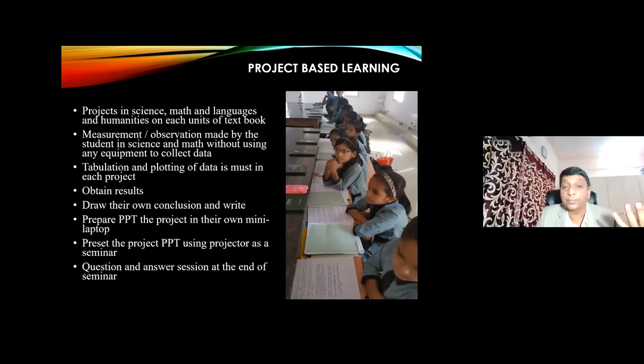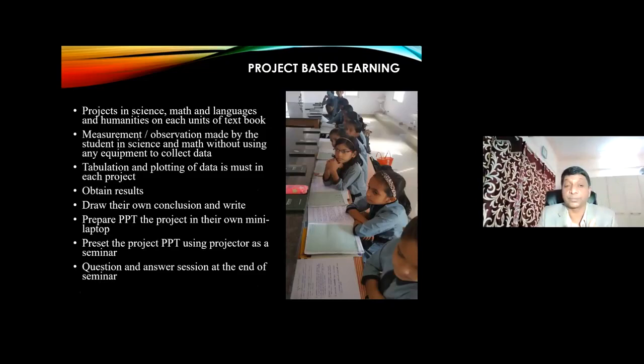Similarly, students should be given project-based learning. This is also an integral part of our school, where students are given projects to do at home. These are not thermocol projects. These are not static models. These are the actual projects they do at home, and they are from their textbook. On every unit, they have to do a project.